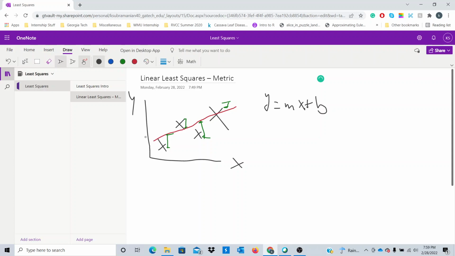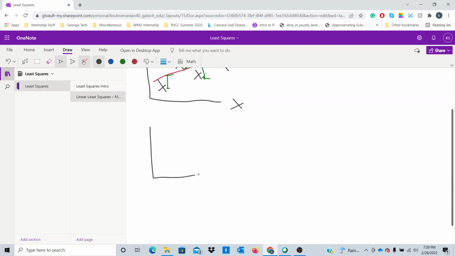Let's draw this in a little bit of a better picture to formulate what I mean. So we have the x-axis and y-axis, and these are our data points.